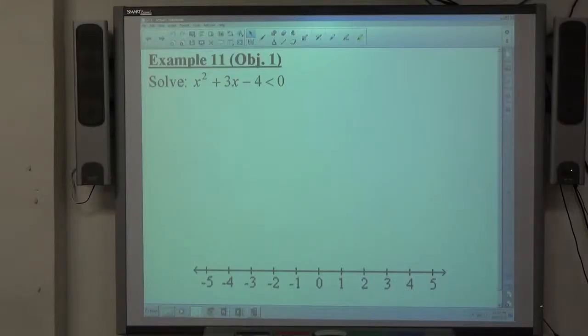Example 11 from chapter 1, and this 11 and 12 are the last two examples of chapter 1. So after this lesson, we're done with chapter P and chapter 1. Quiz is happening next week.